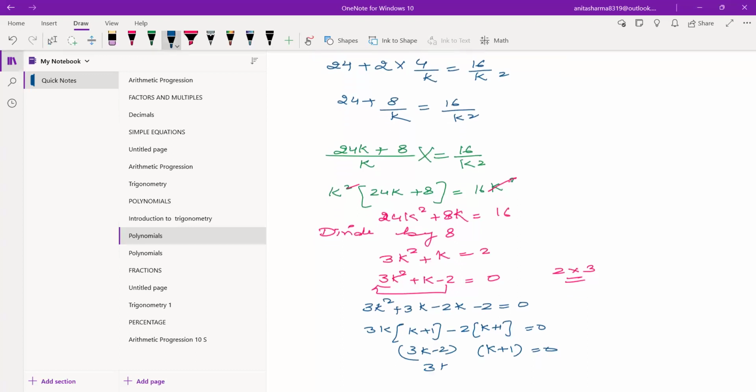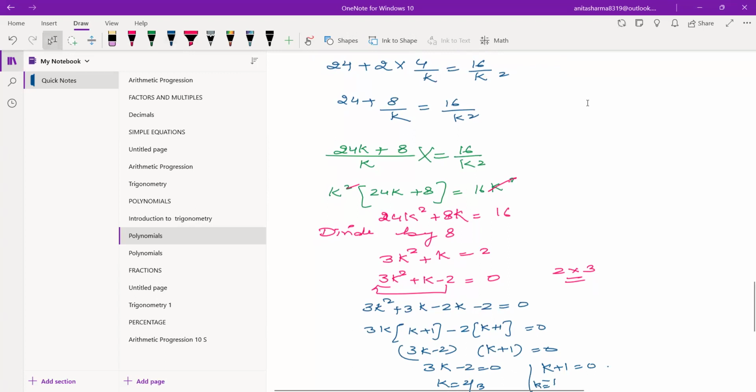Now 3k minus 2 will be equal to 0 and k plus 1 is equal to 0. Okay, then the value of k will be 2 by 3 and minus 1. Okay, this is the answer.